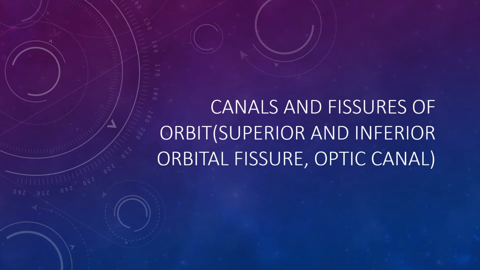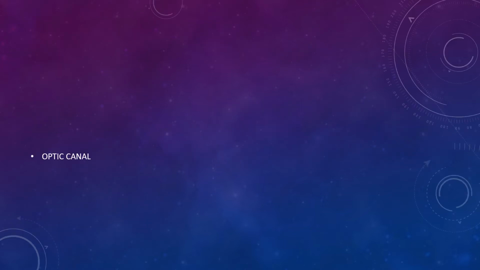Hello, good morning everyone. Today I'll be talking about the canals and fissures of the orbit, and the main topic of discussion would be the superior and the inferior orbital fissure and the optic canal. The orbit communicates with the surrounding areas through several bony canals and fissures, and through these communications various important structures like the nerves and the vessels enter and exit from the orbit into the brain cavity, or the anterior cranial fossa, and the other areas, right?